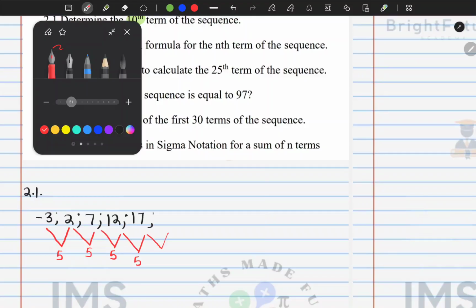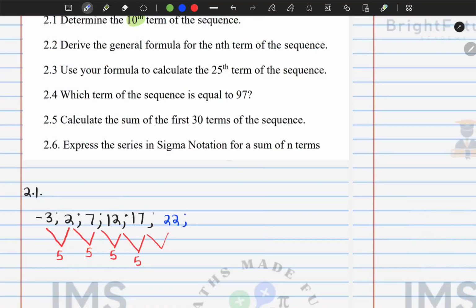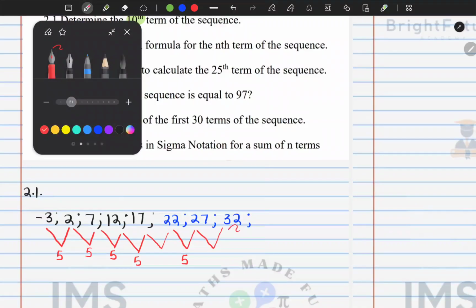In other words, we just need to do 17 plus 5, which gives us 22. Then we know that the difference between 22 and the next term is 5, so we just need to add another 5, and then you get 27, and it goes on and on. To get the next term, we add 5 to the 27, and that becomes 32. And we can go ahead and have a look at the term following that.